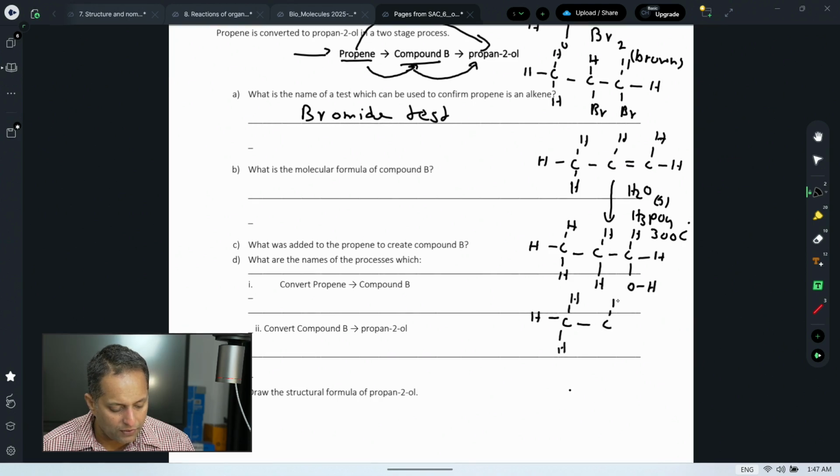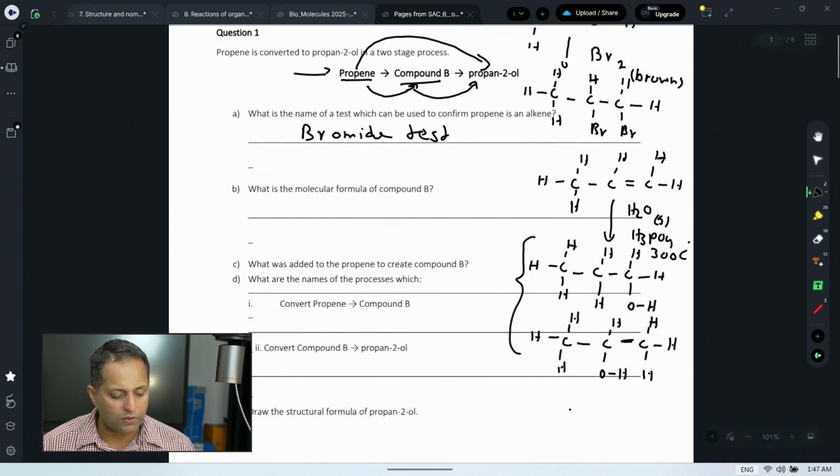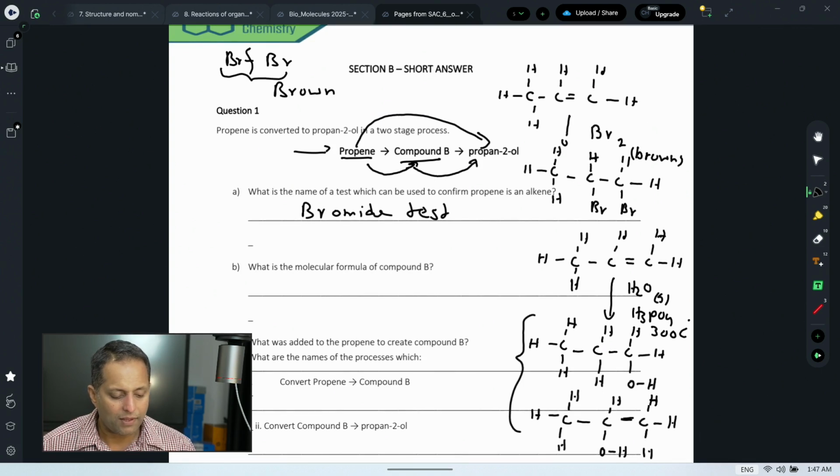So when this happens, always remember the carbon-carbon double bond gets broken. Then OH goes to the second carbon and H goes here. So in this case, you can get propan-1-ol and propan-2-ol. That is one step, but that's not what the question is asking you. The question wants you to do this whole reaction in two steps. So how do you do that in two steps?